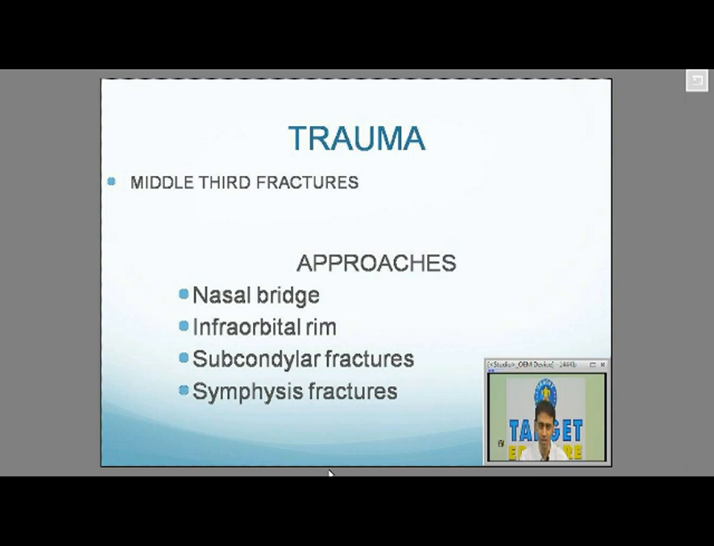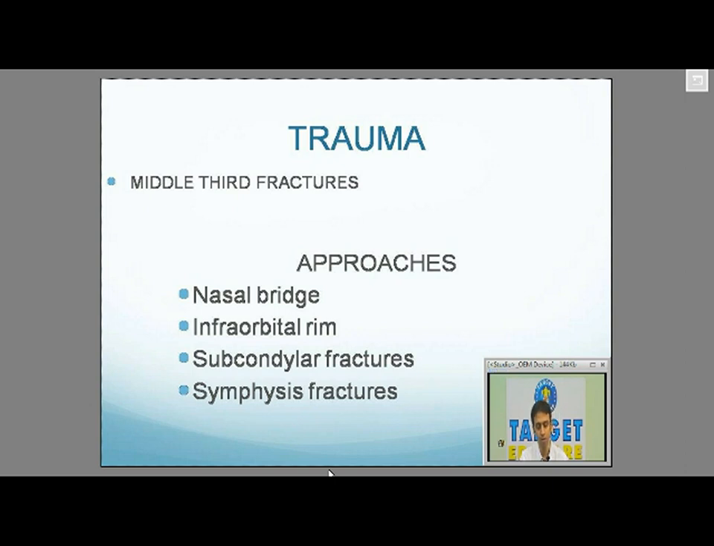As far as the frontomaxillary junction is concerned, we can go from the lateral brow incision or the incision across the fracture, or the most commonly seen laceration over the fracture, which can also be used as an approach area for the frontonasal junction, frontomaxillary junction. These are the Lefort 1-2 fracture lines, their signs and symptoms, and the approach area.